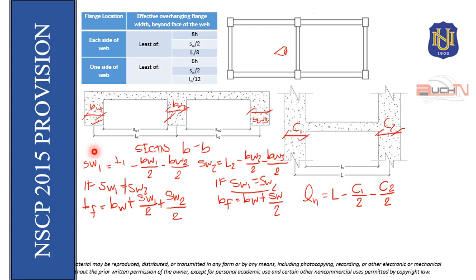Ngayon, magiging valid na yung equation, which is B sub F is equal to B sub W plus Ln over 4 kasi tinimes 2 na natin siya. Ngayon, pag nakuha natin tong tatlong B sub F, pipili tayo whichever is lesser or least of the three. Yun ngayon yung interpretation of the code for each side of the web na flange location.